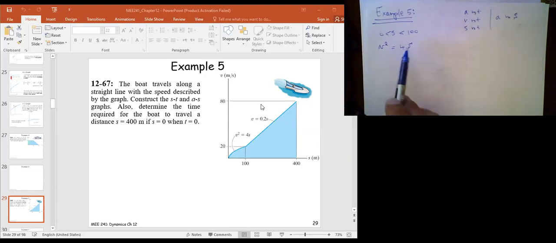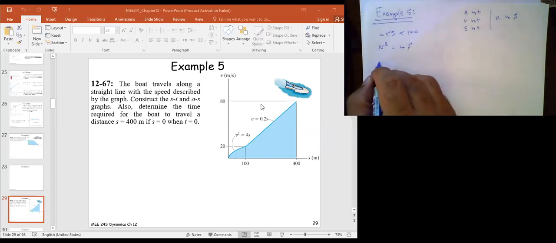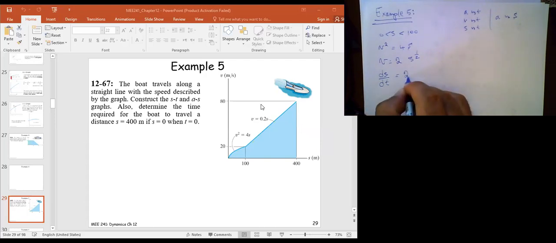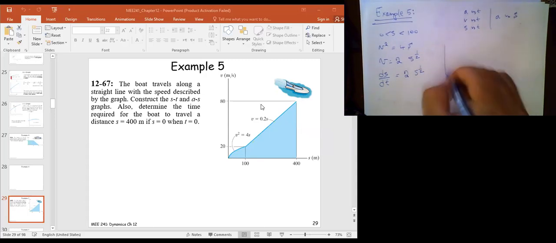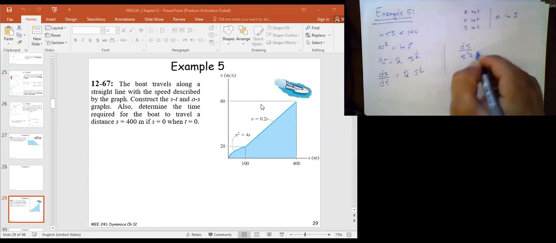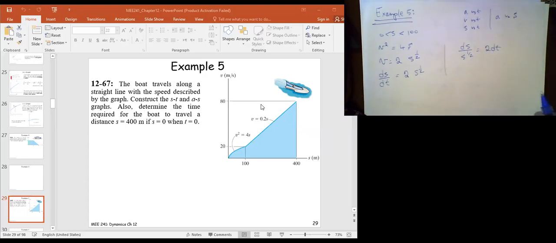We can, but then you will have a square root here, right? You can, yes, exactly. So you can say V is equal to 2S^(1/2), and then V is equal to dS over dt, which is equal to 2S^(1/2). Then I can say dS over S^(1/2) is equal to 2 dt. Then I'm going to have S^(-1/2) dS is equal to 2 dt. And then maybe we can try to integrate that, right?